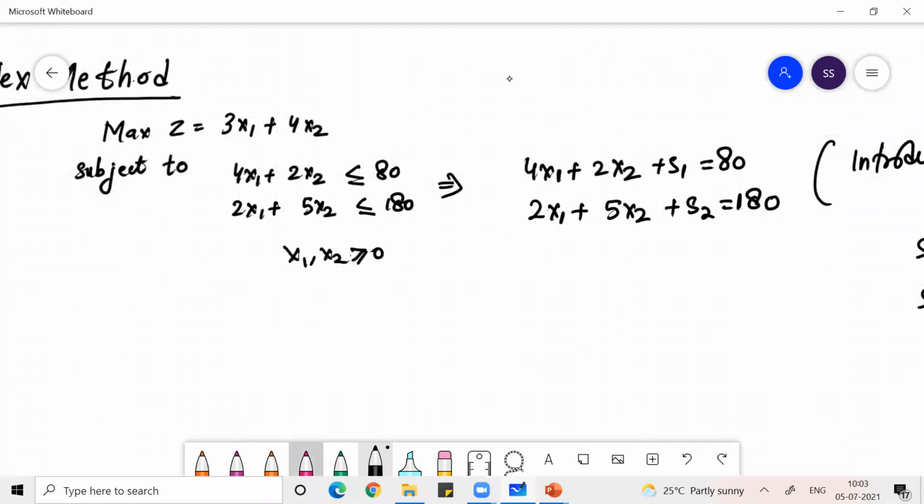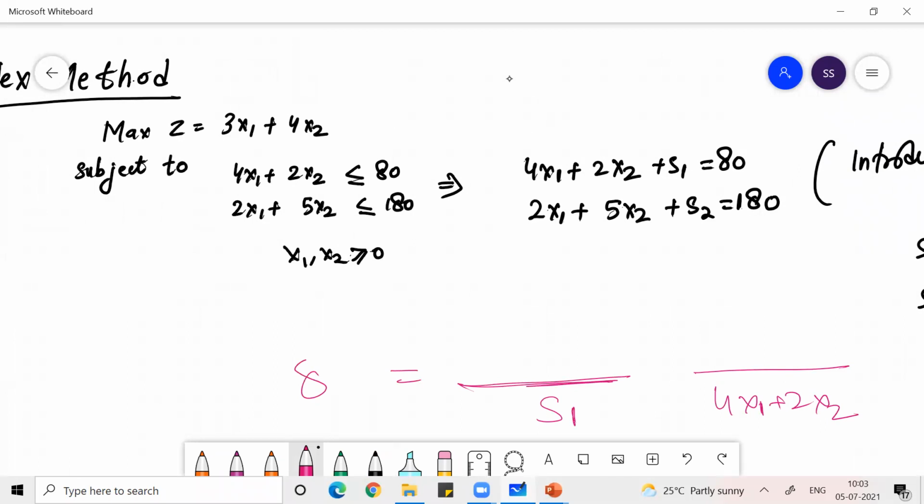S1 is like another end of a beam balance. You have a beam balance with S1 on one side and 4x1 plus 2x2 on the other, and you want to make sure the total weight always remains 80. In case the weight decreases, you increase the S1 weight so that it becomes equal to 80. And in case the S1 weight increases, this weight will keep on decreasing. We make sure that the whole equation remains equal to 80. I hope you understand.